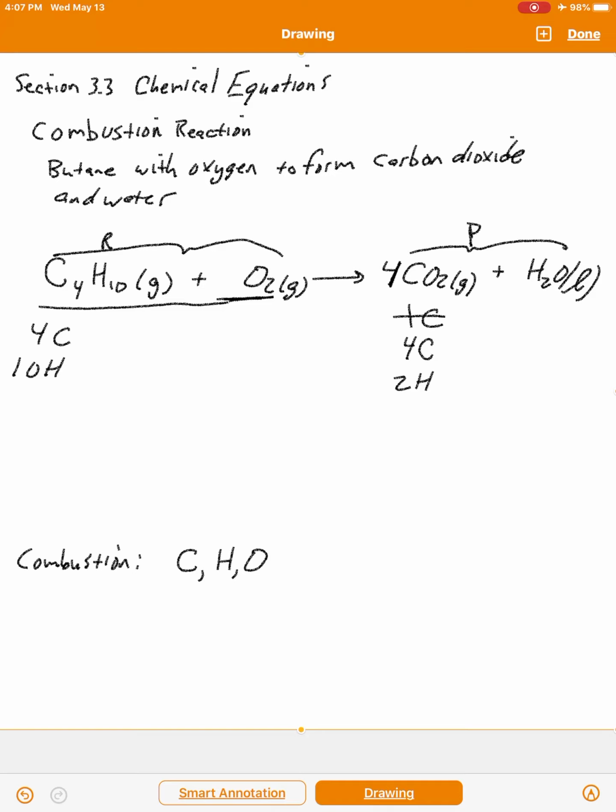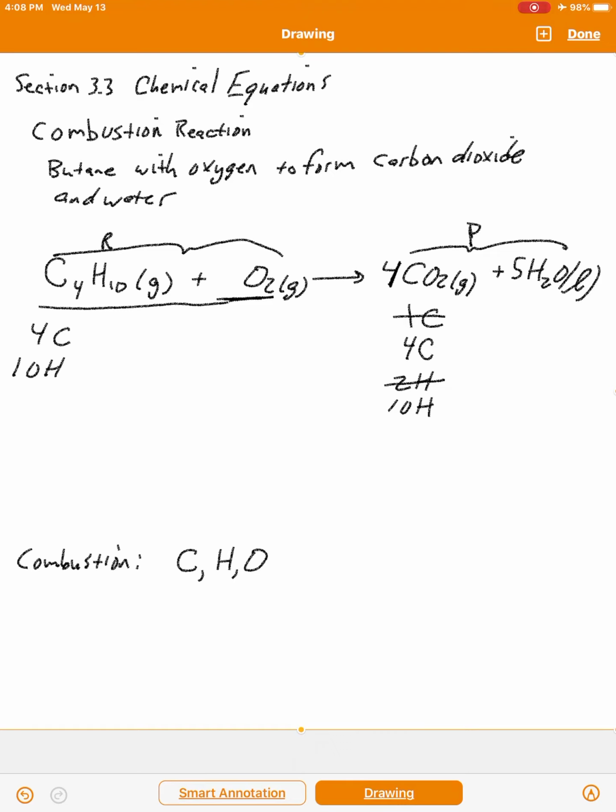So we're going to do multiples. If you have 10 on one side and you have 2 on the other, we're going to need to multiply the 2 by some number to get us 10. What number do you multiply 2 by to get 10? 2 times what is equal to 10? 2 times 5 is equal to 10, right? So if I put a 5 in front of the water, that now gives us 10 hydrogens, right? 2 for each water, but there's 5 waters. 2 times 5 is 10. So now we got the correct number of hydrogens. So now the hydrogen is done.